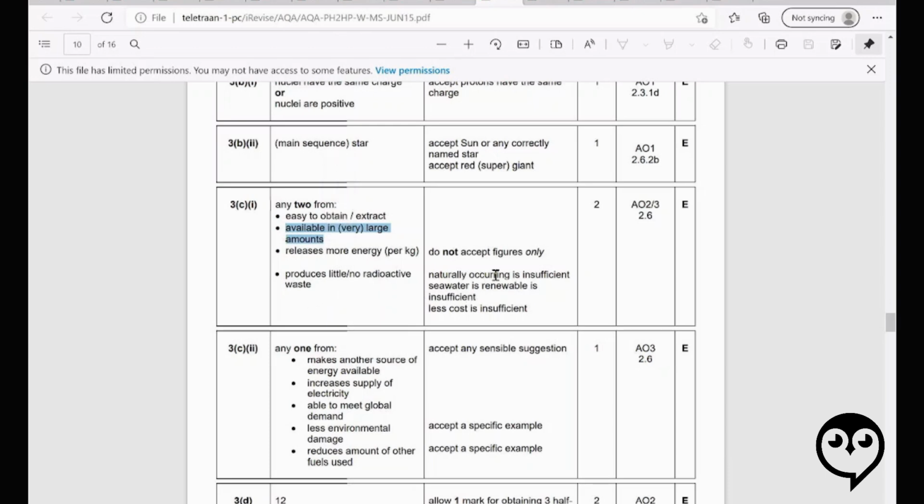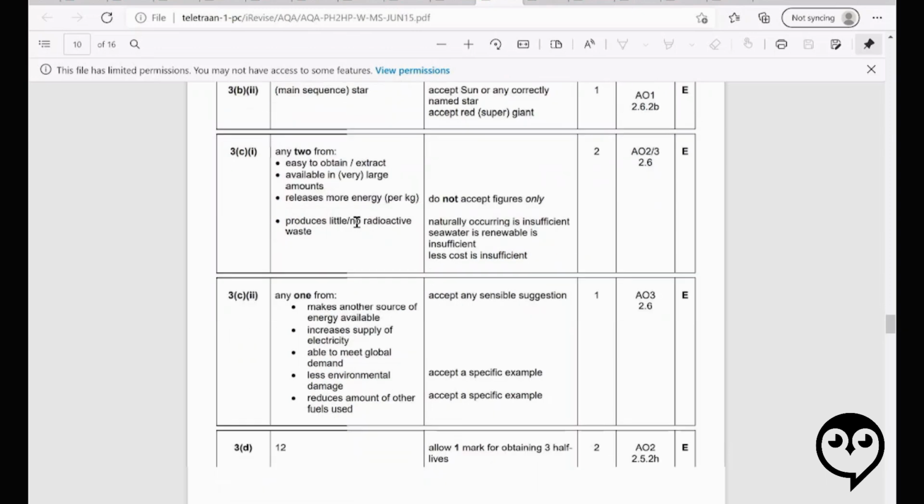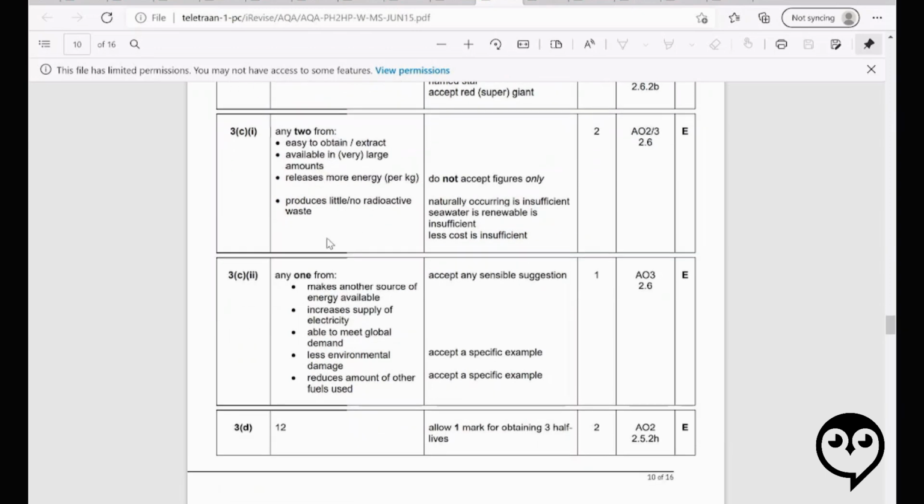Okay. Let's see. Naturally occurring is insufficient. Seawater is renewable is insufficient. Cost less, insufficient. Okay, so just be aware of this. They're a little bit picky on those. Those are kind of very wishy-washy answers that are very likely going to be thrown out unless you really think about it. But yes, produces little to no waste is good as well. We had said more energy and easier to obtain. So there we go, and there's more of them.